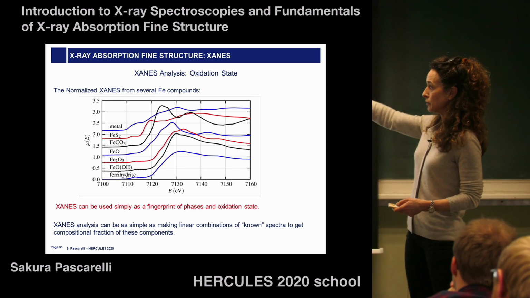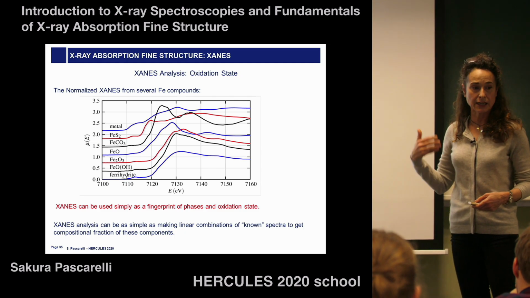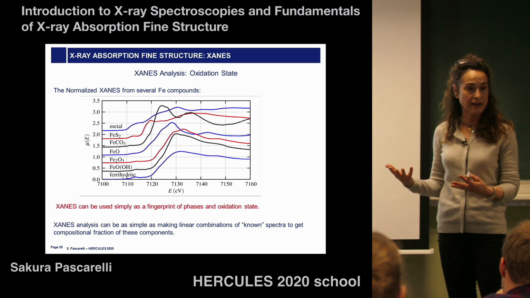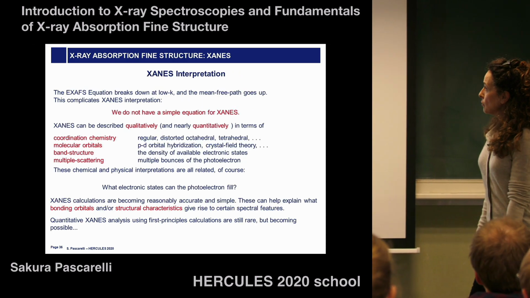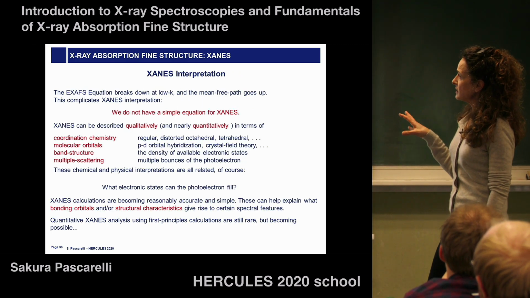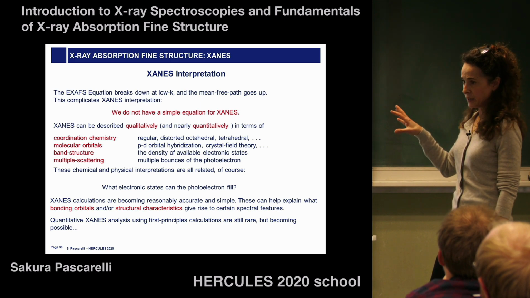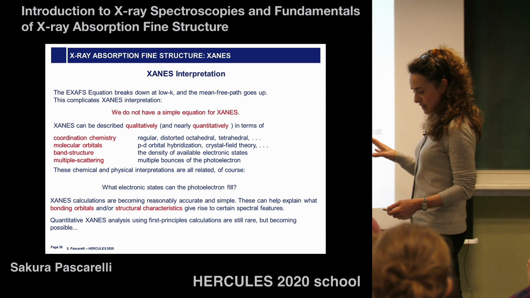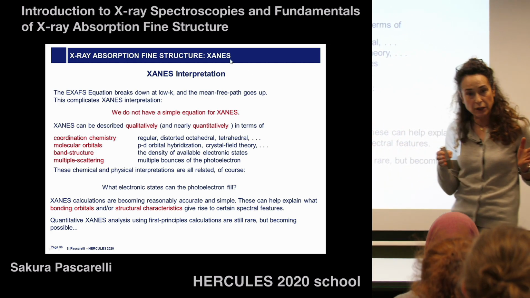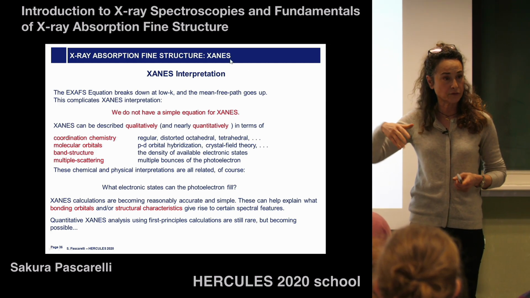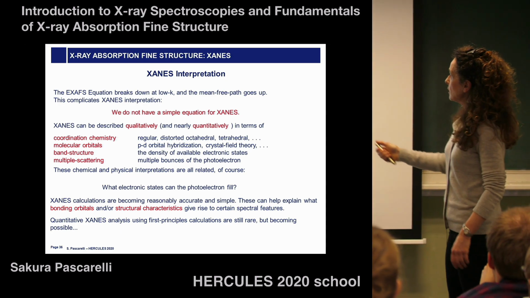So to do a calculation on XANES, you need to do a full multiple scattering analysis. So you have to put in all the possible paths. We now have codes that do this. Just to conclude, the interpretation of the XANES is complicated because you cannot use the EXAFS equation, because it breaks down at low k. When you get close to the edge, it breaks down because this photoelectron lives forever.